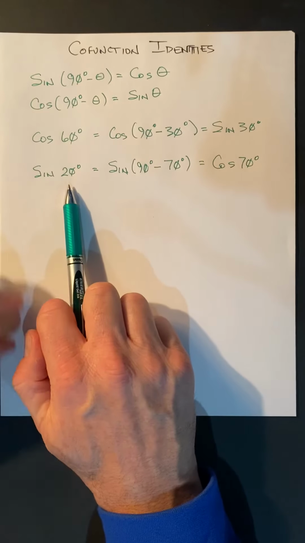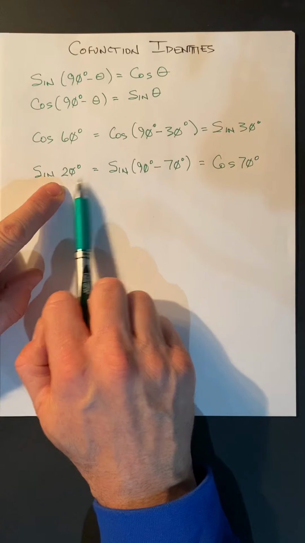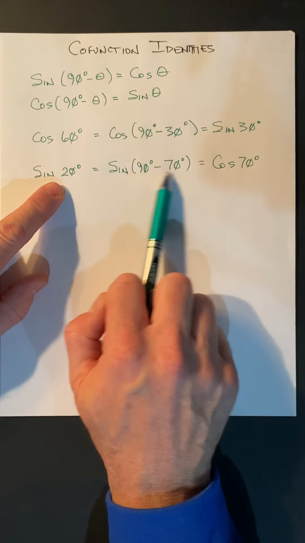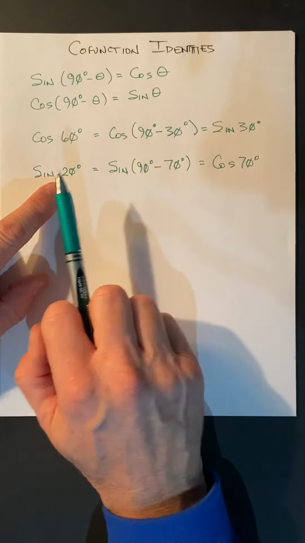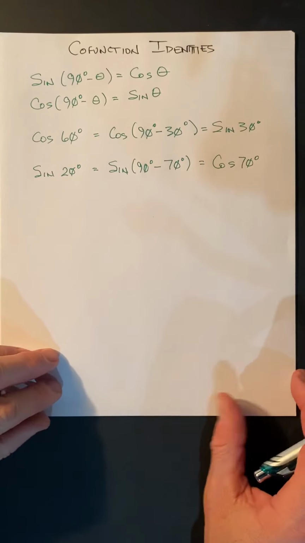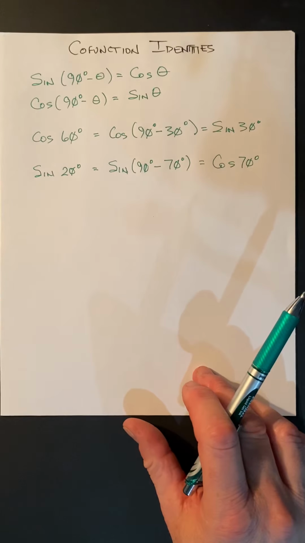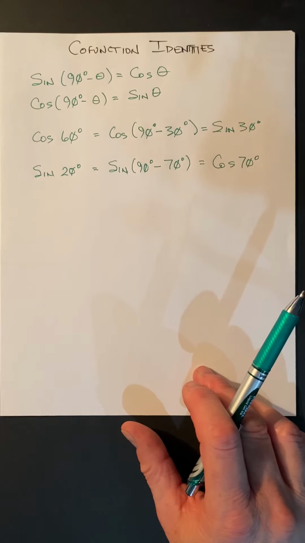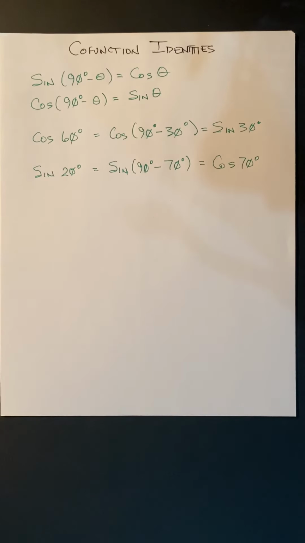How can I rewrite 20 using 90? Well, I can do it with some other angle, okay? So this will work anywhere on your unit circle. So that's how I can use these cofunctions in working through these types of problems, okay? So let's look at some problems where I'm going to maybe work backwards.